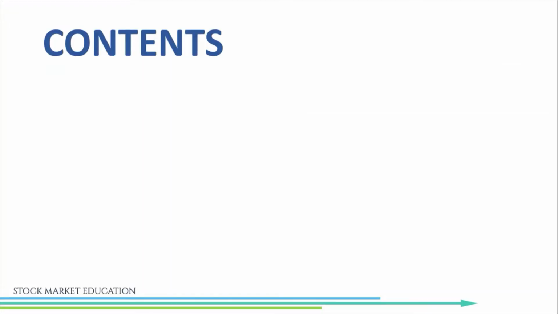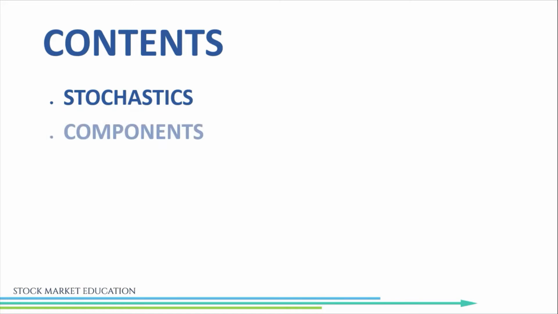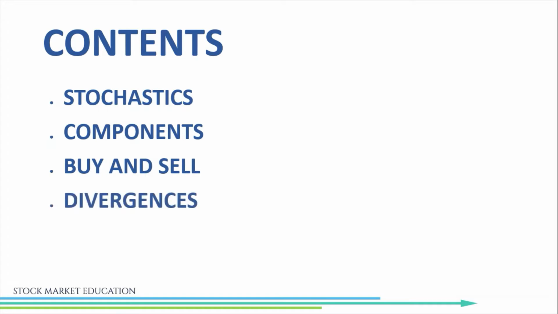Now in this video, we will see what stochastics is. Then we will see what the components of stochastics are, what it consists of exactly, and then we'll see how we can buy and sell stocks or indices using stochastics, with examples. And lastly we'll see what the divergences are. As we saw in our previous videos on MACD, similar divergences are observed in stochastics.